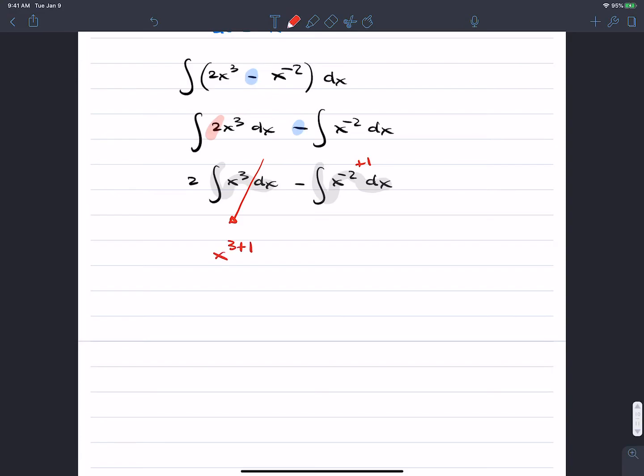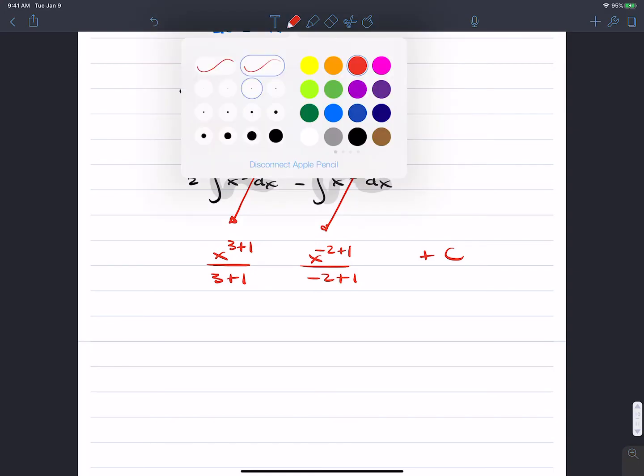x to the 3 plus 1 over 3 plus 1. And this one is going to be, let's do it this way, x to the negative 2 plus 1 over negative 2 plus 1. This is the power rule. And don't forget, ultimately, we're going to add that constant c out here, but let's see what we get.